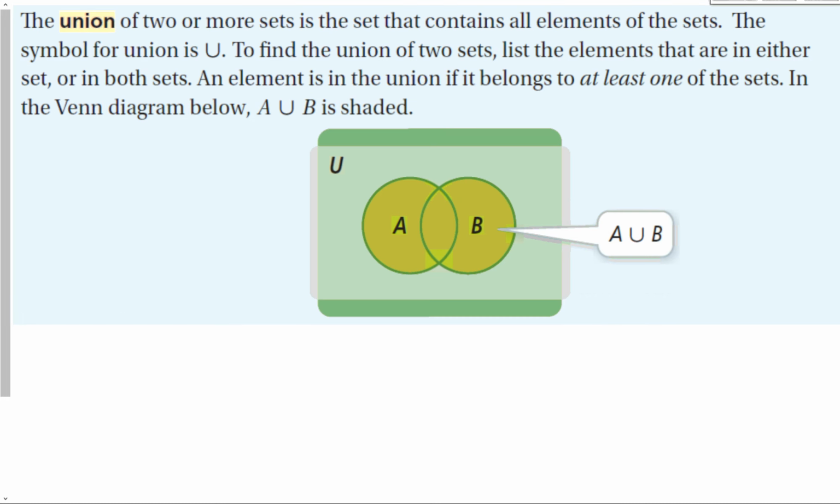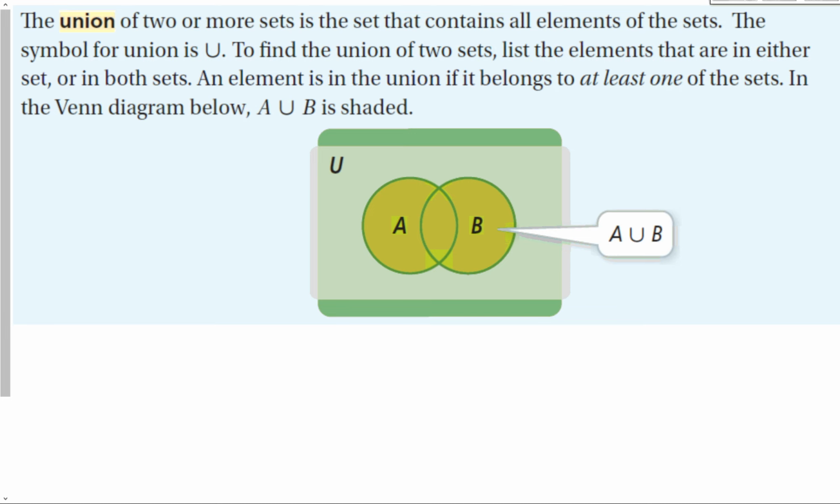So first we have a union. Think of union as when we take two or more sets and we smush them together. We're going to make a union of the two of them. So the union of two or more sets is the set that contains all elements of the sets. The symbol for union looks kind of like a U. Very convenient.